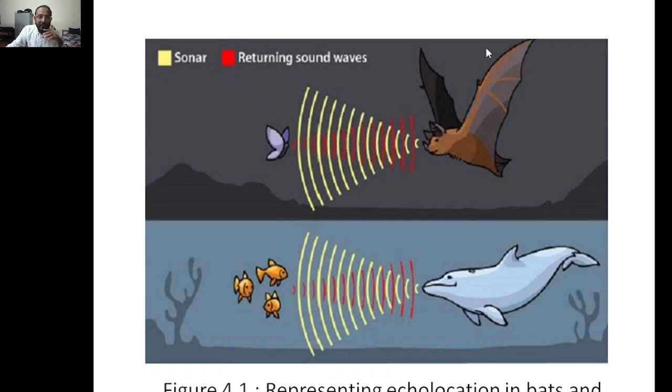So this is how it happens. You have the bat producing the yellow thing, the sonar, that means sound waves, which go and hit the particular food for the bat, maybe some insects, and then it will come back in turn. These red waves are nothing but returning sound waves. Based on this, the bat can identify its location, how far it is, the distance, and also its shape. Similar thing is copied from biological to technological, and that can be used. So this is the representative echolocation in bats and dolphins.